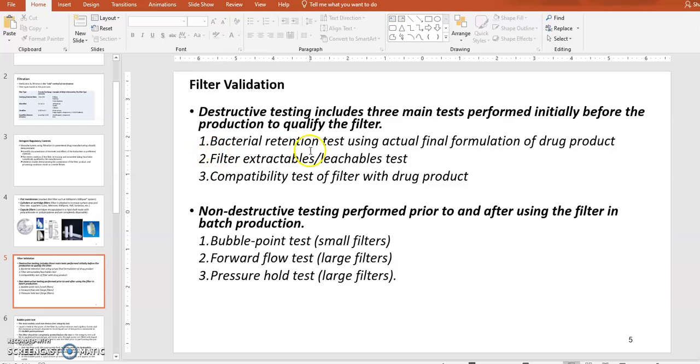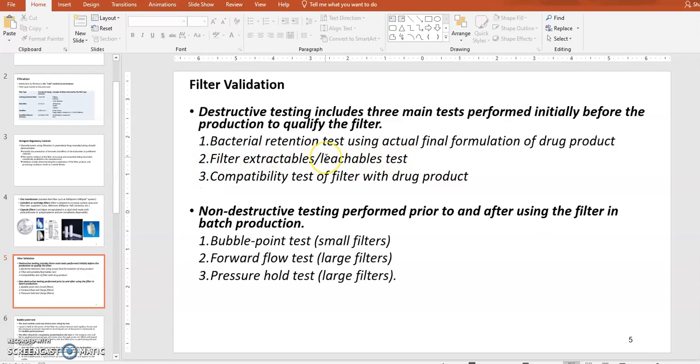One is the bacterial retention test. You will use real bacterial cells of a chosen species. You mix them up and do the filtration and prove that indeed the bacteria will be retained by the filter. Once you are using living bacterial cells, of course that filter should not be used for your drug product manufacturing. That's why it's destructive.